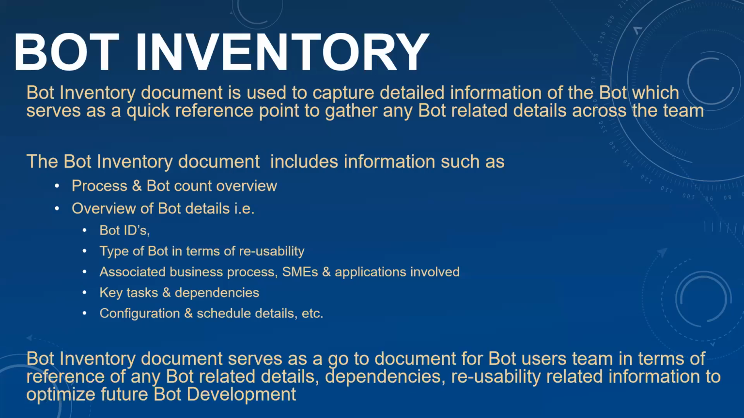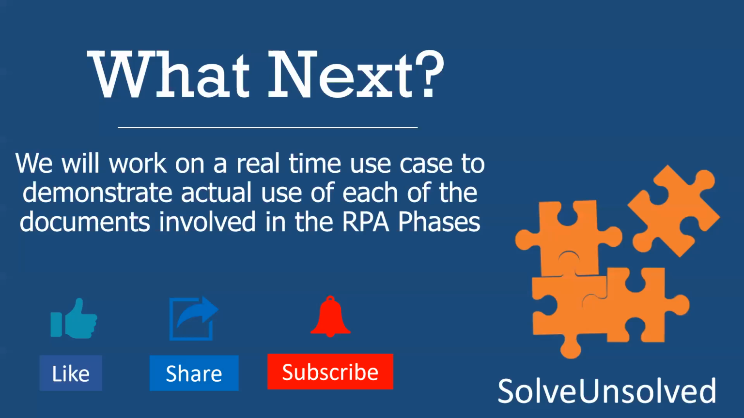So this bot inventory document serves as a go-to document for the bot user team in terms of reference of any bot related details, dependencies, reusability factors, or optimization in savings of my time in bot development. This document is really helpful across the organization. So these are the basic documents which are suggested to be captured or maintained at a time of UAT, and are of real help.